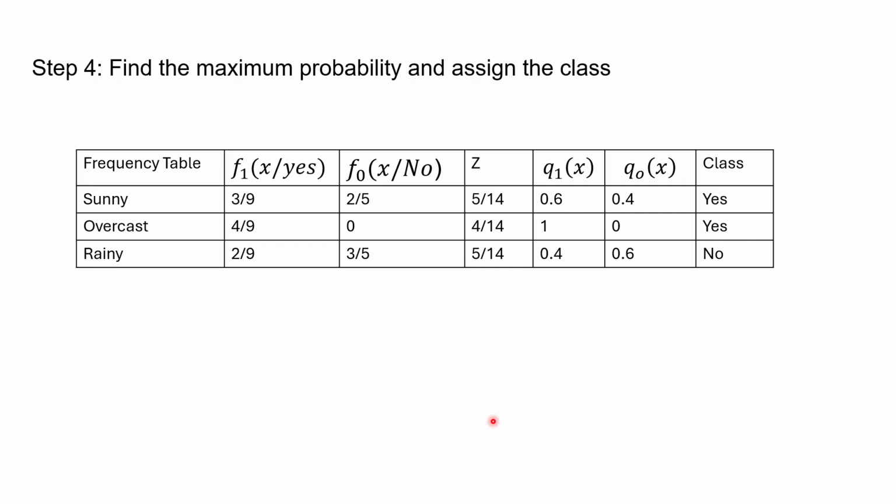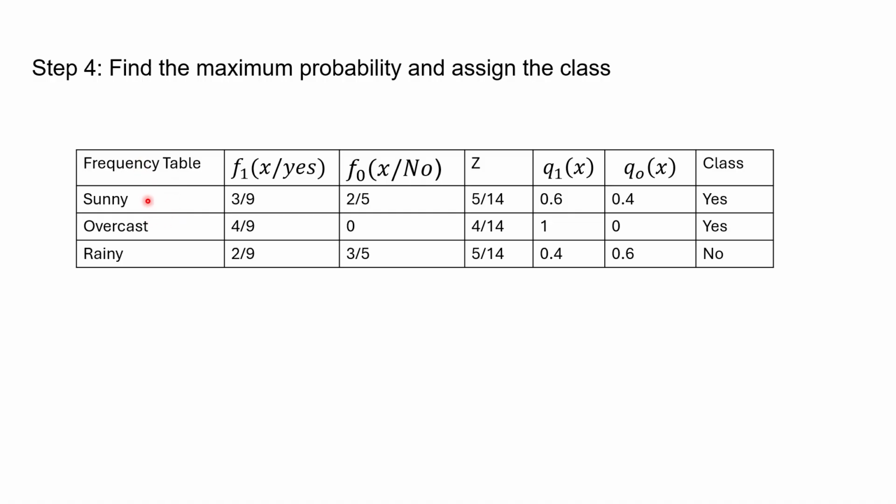Now that we have determined the posterior probabilities, depending upon the posterior probability value, we can assign the class labels. So for assigning the class labels, we have to check the value of Q1 of x and Q0 of x. If the value of Q1 of x is greater than Q0 of x, then the class label falls to one category, which is nothing but yes. Similarly, if Q1 of x is less than Q0 of x, then the class label falls on the 0 category, which is nothing but no. So now we shall tabulate the values for our easier understanding.